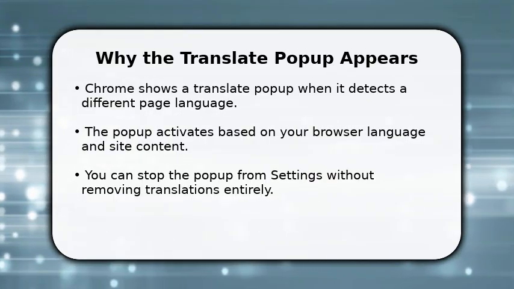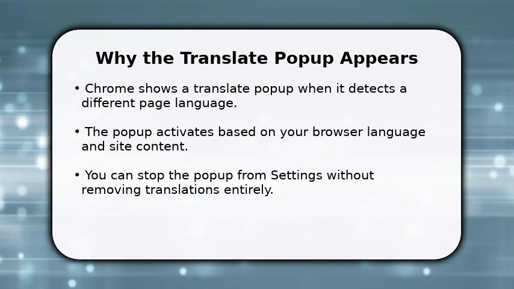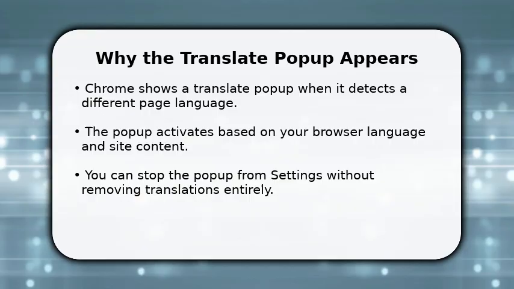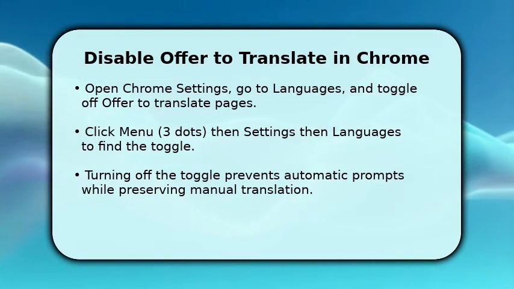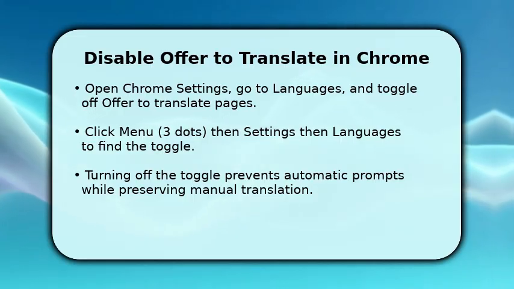I will show clear, step-by-step settings to stop pop-ups in desktop and mobile Chrome. Follow each step exactly to prevent future automatic translation prompts. Open Chrome and click the menu with 3 dots in the corner. Choose Settings, then scroll to Languages under Advanced Settings. Click Languages to open the Language Preferences panel.